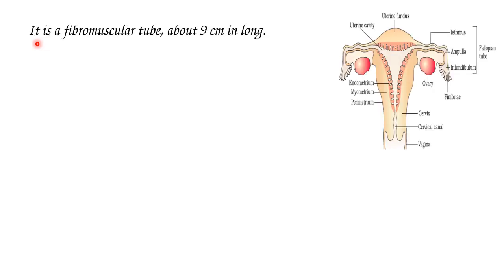Vagina. The vagina is a fibromuscular tube about 9 centimeters long. It extends from the uterus to the outside. See in this diagram, this part is called the vagina. It extends from the uterus to the outside. That means the uterus opens outside through this vagina.